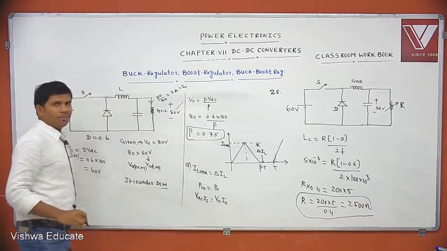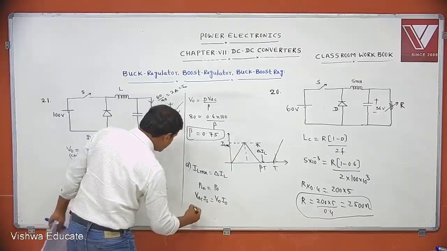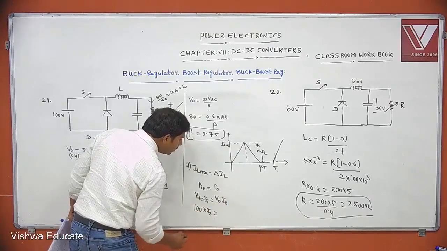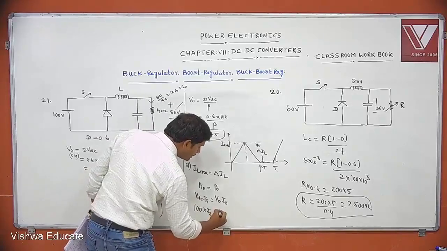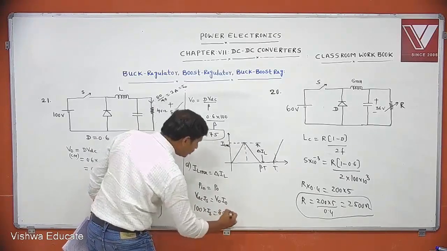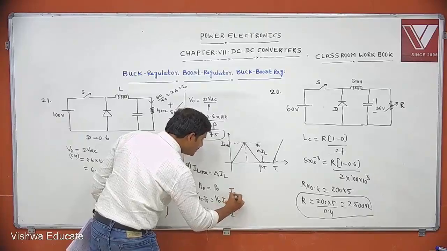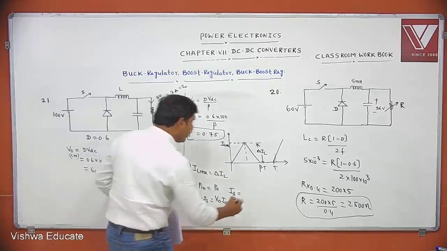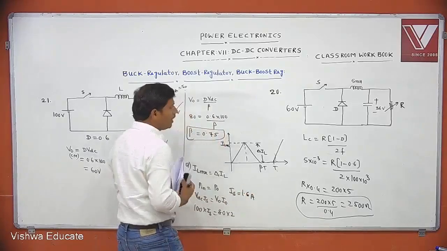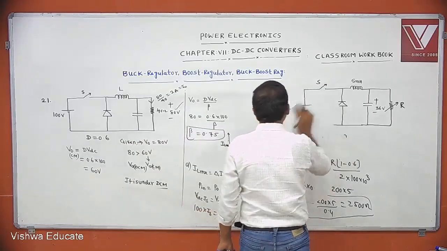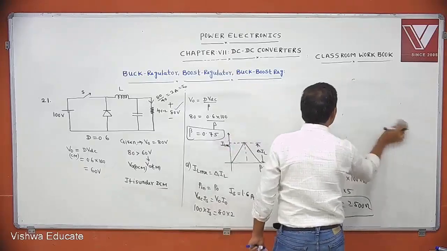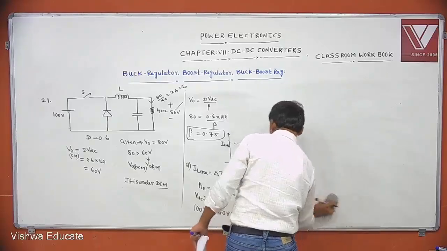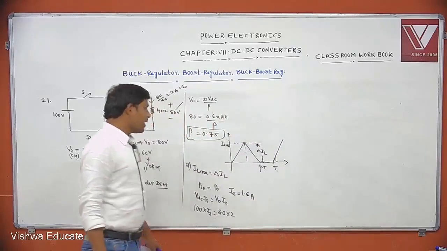Then we equate like this: VDC is 100, times IS, equals V0 times I0, which is 80 volts times 2 ampere. From this, we get IS average equal to 1.6 ampere. All this I am doing to calculate delta IL.